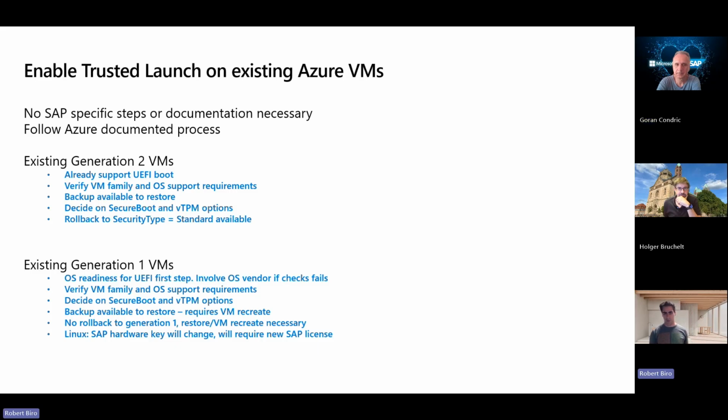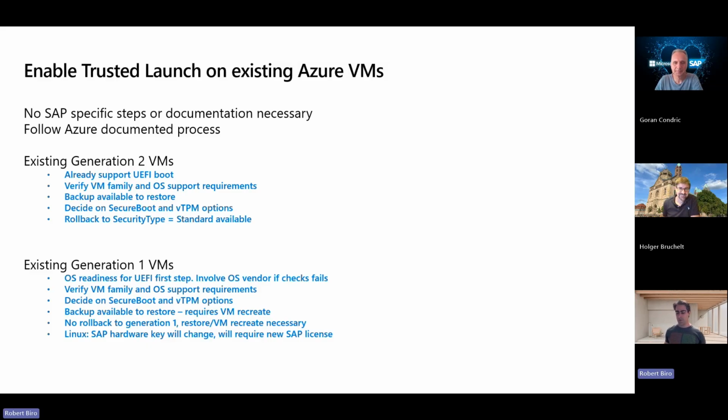Upgrade from generation 1 VM to generation 2 VMs without Trusted Launch is not supported. However, there is an upgrade path and a means for customers to take existing generation 2 VMs and convert, migrate, change them into Trusted Launch VMs. Like we said, Trusted Launch is Gen 2.